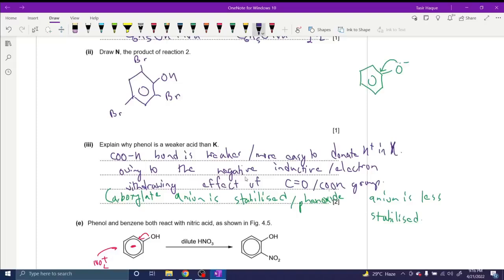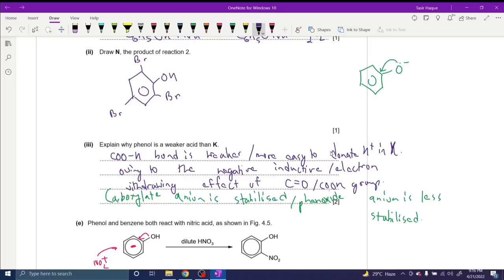Why? Owing to the negative inductive effect, or the electron withdrawing effect of the carbonyl group. And for another point, for 2 marks, you need to write down the third point, which is that the carboxylate anion is stabilized by the presence of this electronegative atom. So 3 points in total.